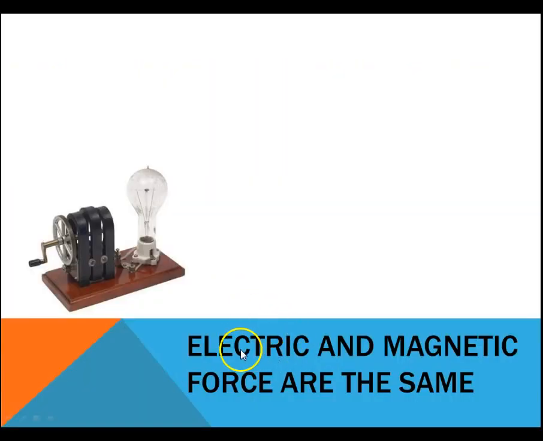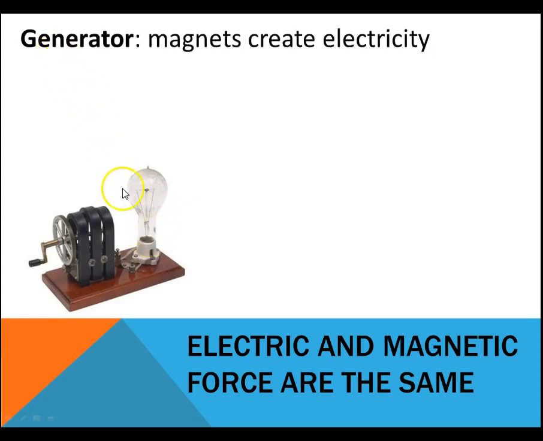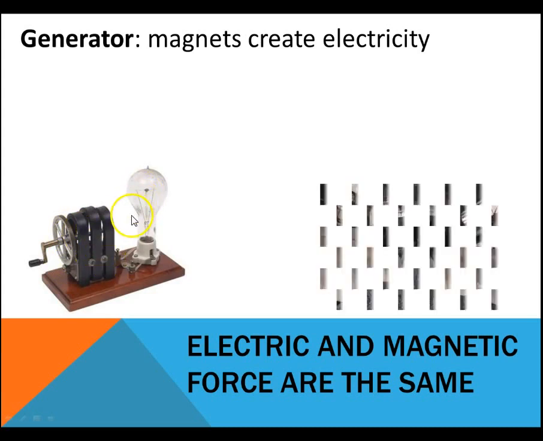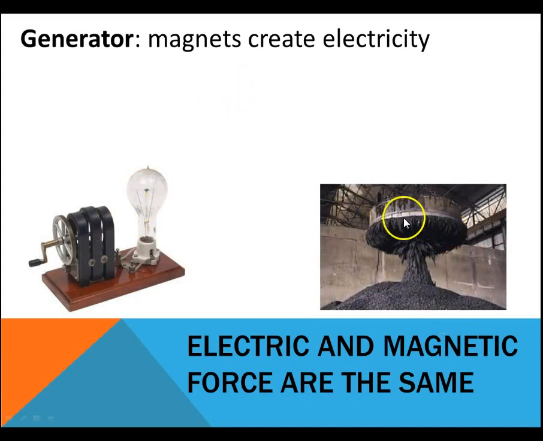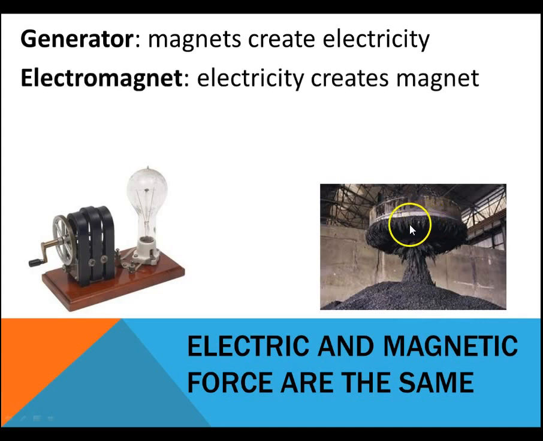All right. Last thing, the electric and magnetic force are actually the same. This little device right here is not a pencil sharpener, though I understand why many people think it is. It's a light bulb hooked up to this crank, and as you crank it, this is going to light up. That's because this is a generator, where I have magnets inside here, and as I spin them around and around, I'm creating electricity. I'm moving those electrons, causing that to light up. Here's an electromagnet, where I use electricity in there to make a very powerful magnet.